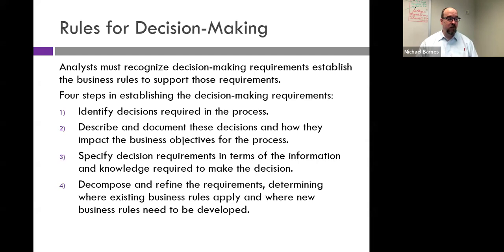And then finally, decompose and refine the requirements, determining where existing business rules apply and where new business rules need to be developed. We're going to look at this in a lot more detail once we get to our chapters and start talking about controls. But the process is an ever-evolving process. So we don't just make a decision one time and say, okay, we've done that. We can move forward from here to eternity. Times will change, risks will change. So we need to be able to adapt and update these decisions as necessary as things change.